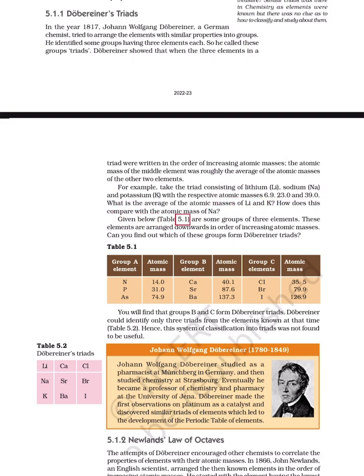Given below in table 5.1 are some groups of 3 elements. These elements are arranged downwards in order of increasing atomic masses. Can you find out which of these groups form Dobereiner triads? Table 5.1. You will find that groups B and C form Dobereiner triads. Dobereiner could identify only 3 triads from the elements known at that time. Hence, this system of classification into triads was not found to be useful.